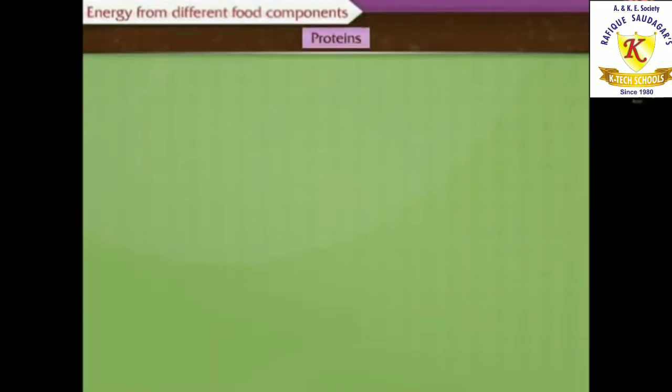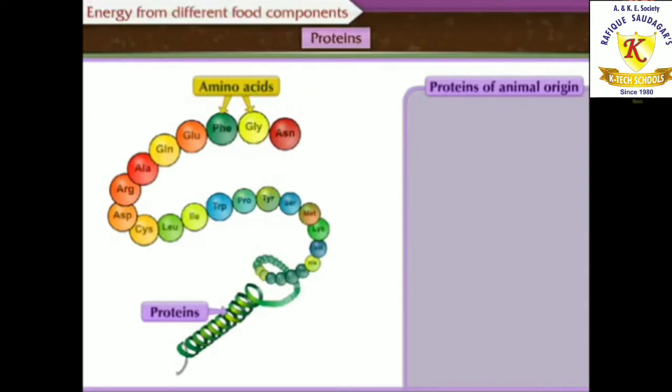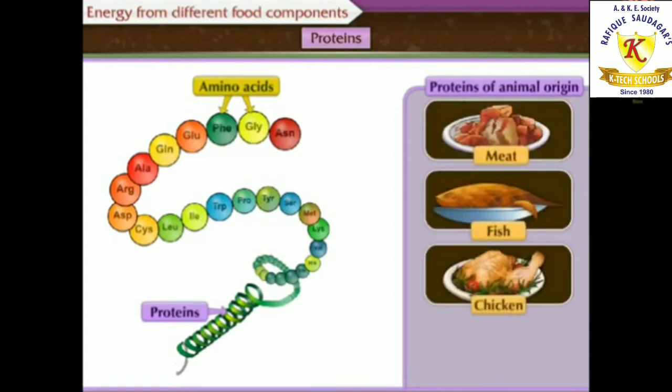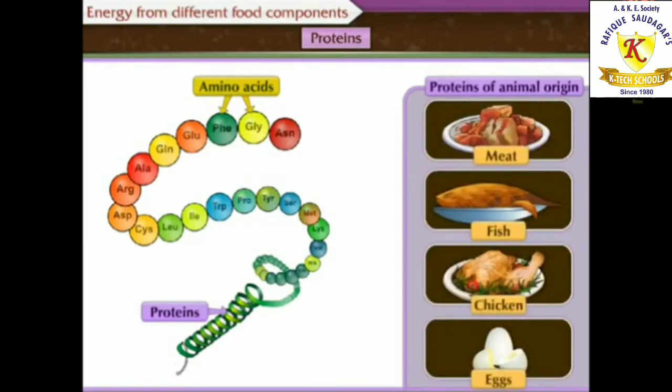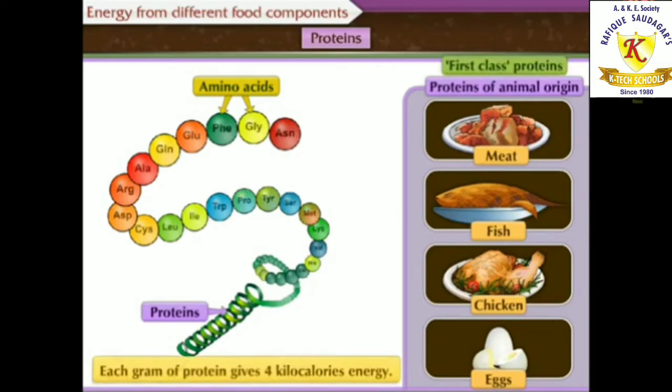Energy from different food components. First children, let us study proteins. Now children, proteins are the macromolecules formed by bonding together many amino acids. Proteins of animal origin are, for example, meat, fish, chicken, eggs. All these are known as first class protein. Each gram of protein gives 4 kilocalories of energy.